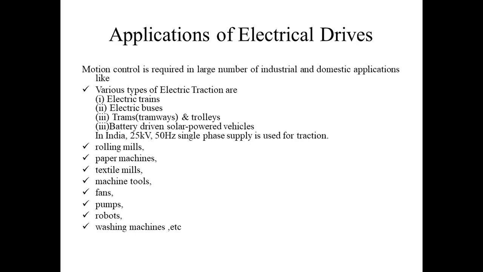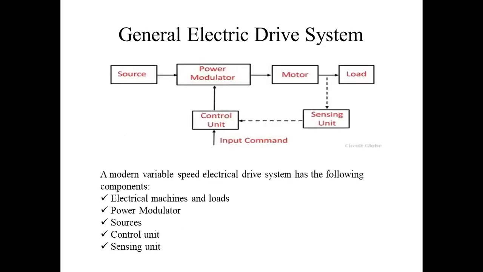Now, today's class is about the application of power electronics, and how a general electrical drive system will operate. This is the general electrical drive system. We have a source, power modulator, motor, load, sensing unit, and control unit. Looking at the source, we have two types of sources: one is the AC source, another one is the DC source.